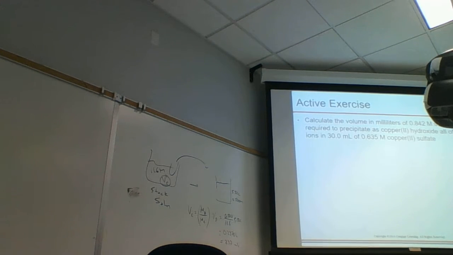And so let's take a look at this problem here. Calculate the volume in milliliters of 0.842 molar sodium hydroxide required to precipitate as copper(II) hydroxide all of the copper ions in 30.0 milliliters of 0.635 molar copper(II) sulfate.